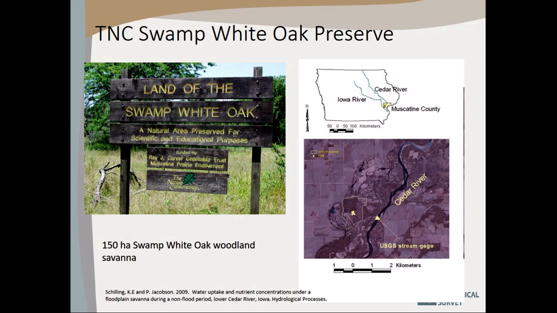So how do we use water table monitoring to infer some things about evapotranspiration? Well, we've had a project for the last 10 years. I worked with a colleague from Grinnell College, Peter Jacobson, on a preserve, Swamp White Oak Preserve. It's a floodplain of the Cedar River, kind of by Conesville. Just an absolutely beautiful place. There's a stream. There's our site here with some monitoring wells in the Cedar River right there next to the Conesville USGS gauge.